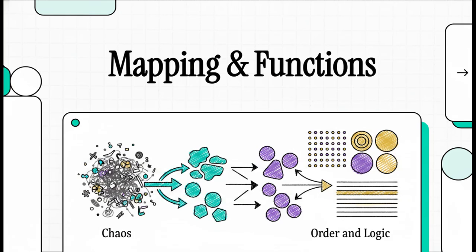Welcome to today's Explainer. Today we're diving into an 8th grade lesson from the Academy, and we're tackling something that is absolutely foundational. At its very core, math is really all about finding order in chaos. It's about looking at this wild, scattered universe of numbers and discovering the beautiful, predictable rules that actually govern them all. And that's exactly what we're going to focus on today: order and logic in mapping and functions. Let's get right into it.